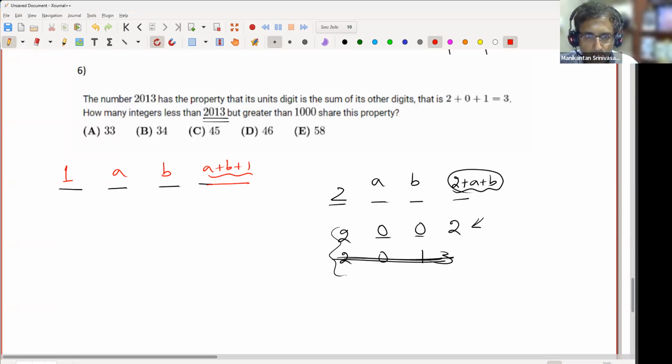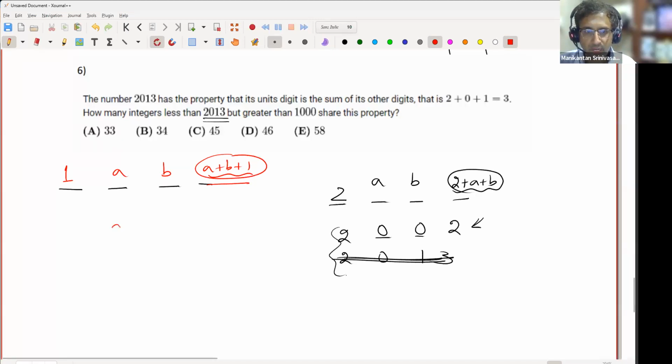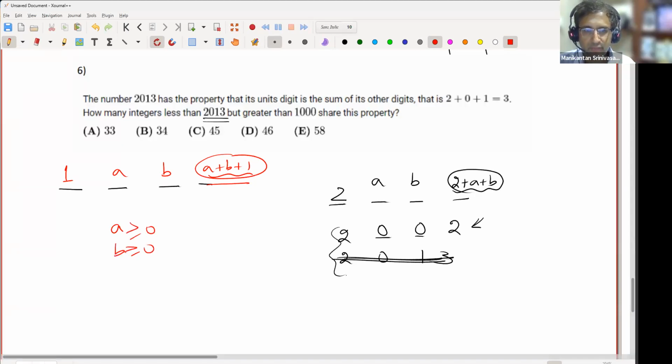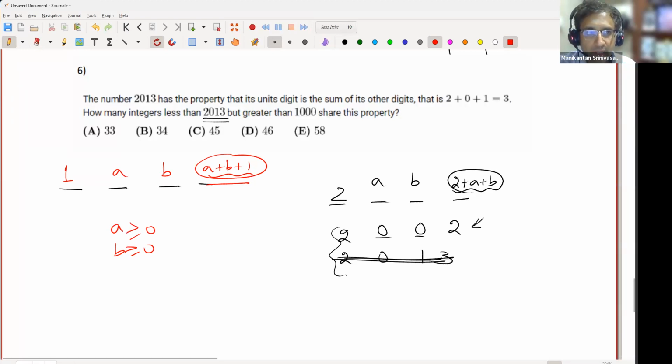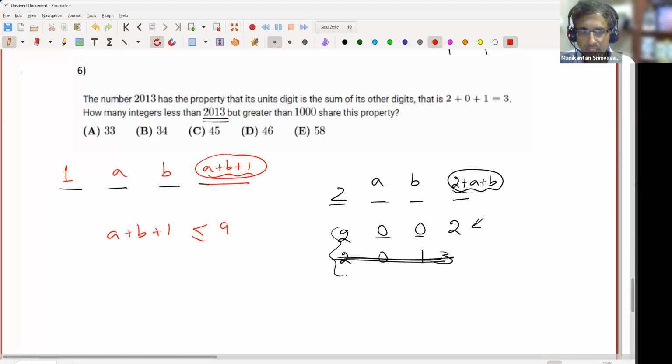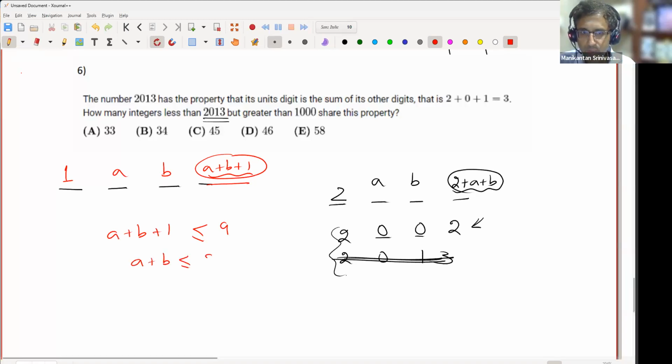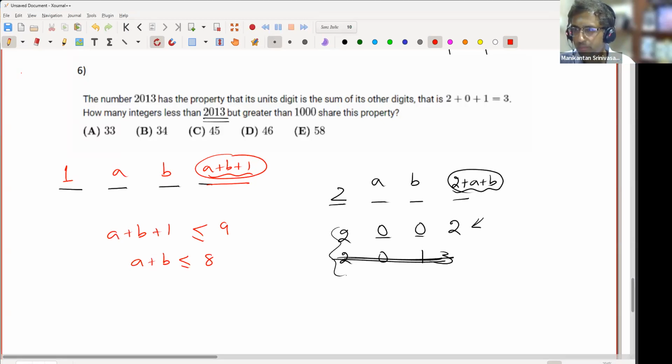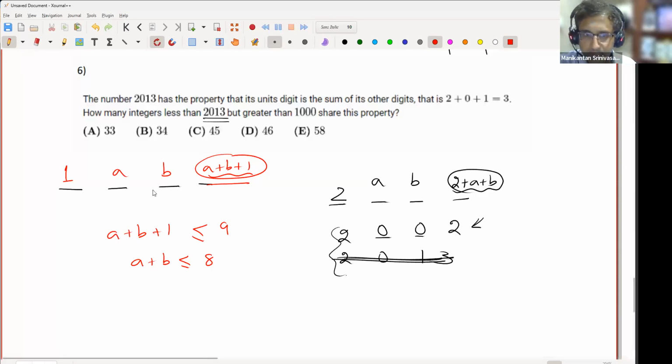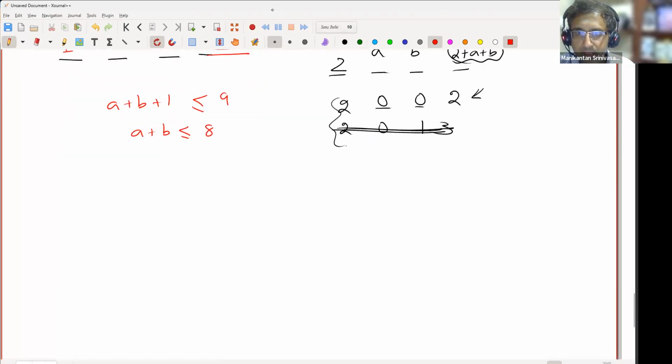Okay, right. So now, A plus B plus 1. What are the constraints on A plus B plus 1? First of all, A and B have to be both greater than or equal to 0. That's obvious, I don't even have to write it. They are all digits. But A plus B plus 1 has to be a digit, which means A plus B plus 1 has to be less than or equal to 9. Correct? Which means A plus B has to be less than or equal to 8. So we need two numbers, A and B, whose sum is less than or equal to 8. So let's use a basic number line.